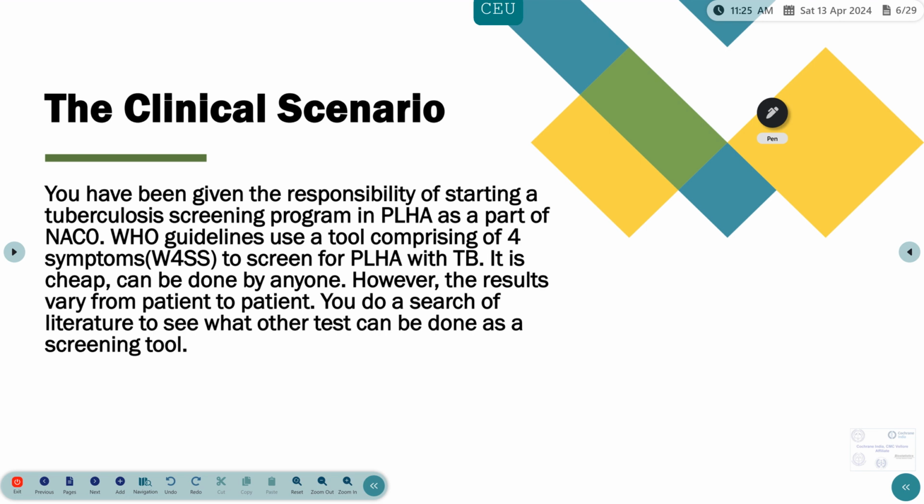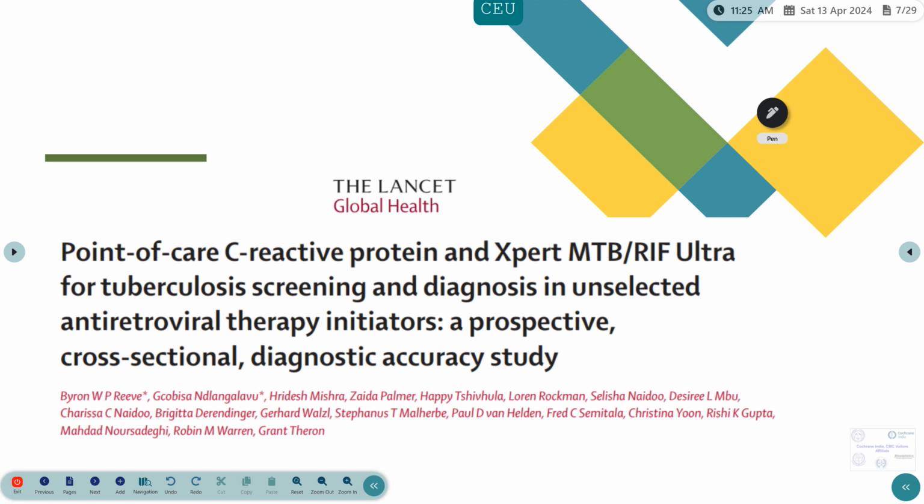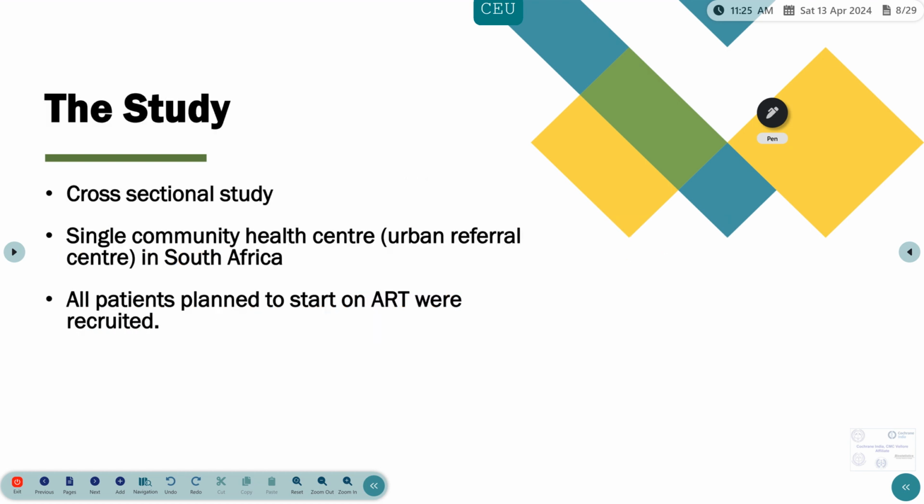So we do a search in literature, and we see the latest Lancet has a screening tool which can be used. They've advised the use of CRP. They've actually looked at different things, but mainly CRP along with the W4SS screening tool. This study is a cross-sectional study from a single community health center in South Africa. All patients in that center who were planned to start on ATT were recruited. About 897 patients were recruited.